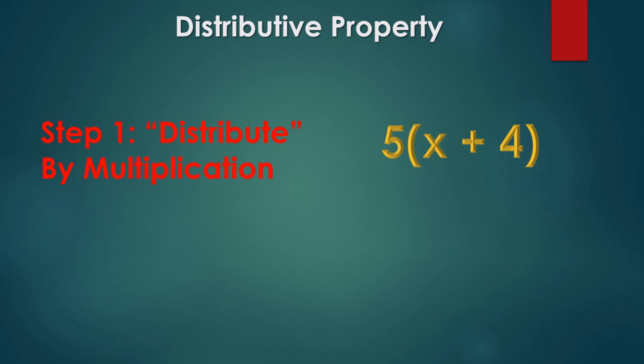So what we're going to do is we're going to distribute by multiplication so that 5 gets multiplied by the x to give us 5x, and then multiplies to the 4 to give us 20. So there's our answer, 5x plus 20.